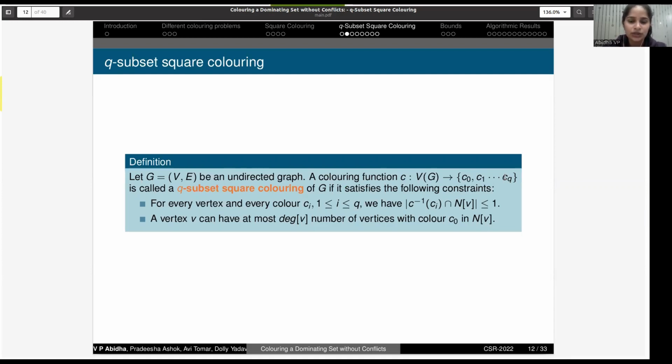If there exists a Q subset square coloring on a graph G, then it should satisfy the following two constraints. For every vertex V and every color Ci, where i is from 1 to Q, the closed neighborhood of V intersection color Ci is less than or equal to 1. And there will be at most degree of V number of vertices with color C0 in the closed neighborhood of that V. We can see this in detail.